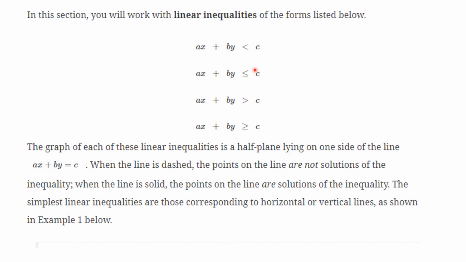Sometimes you'll be working with linear inequalities that are less than or equal to, greater than or equal to. Now the graphs of each of these is a half plane lying on one side of the line ax plus by equals c. That's the boundary. When the line is dashed, the points on the line are not solutions of the inequality. And when the line is solid, the points are solutions to the inequality. The simplest linear inequalities are those corresponding to horizontal or vertical lines. Let's look at an example of this.